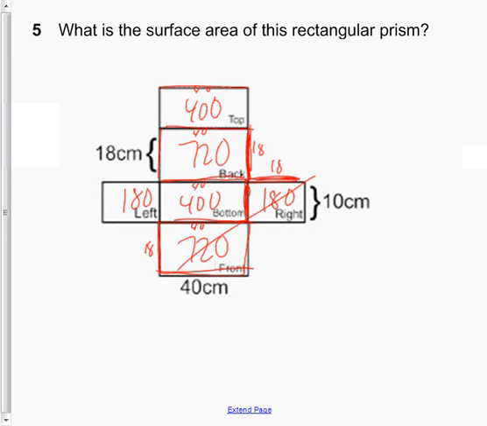720 and 180 is exactly 900. That's another 900. That's 1800. That's 2,200. That's 2,600. So your answer is the surface area of this prism is 2,600 centimeters squared.